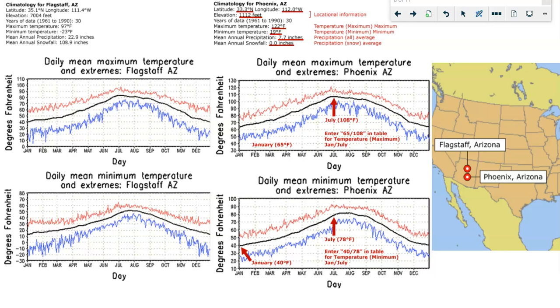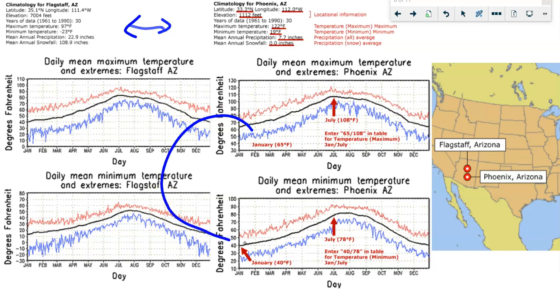So here's what we want to do. We want to compare two different cities, and try to get some reasons why we see some differences between these cities. So we're going to start with Flagstaff, Arizona and Phoenix, Arizona. On our climatograph up here, we want to look at these two different comparisons, and then we'll also look at the graphs that are down here.